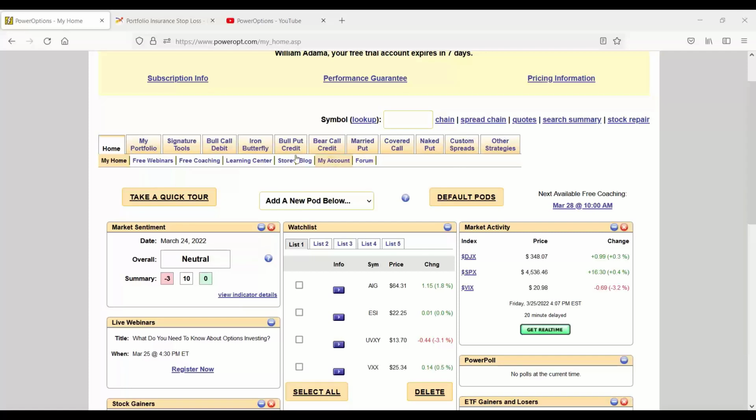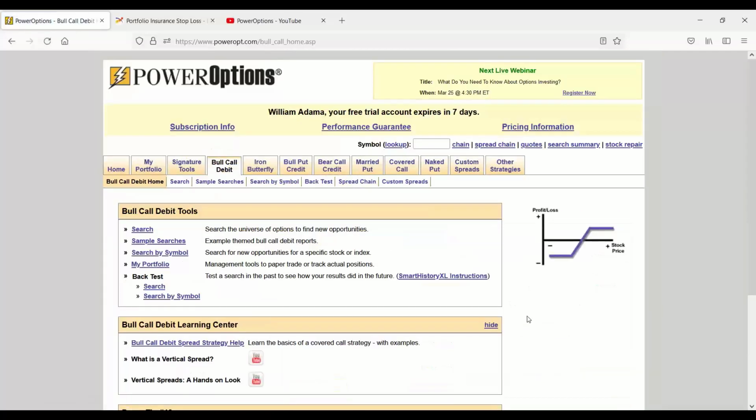All right. Bull call debits. Parity trade to a bull put credit spread. With our bull call debit spread, we're going to buy an in the money call, whether it's deep in the money or just a couple strikes in the money, and we'll get to that in a moment. At the same time, we're going to sell an at or just out of the money call, or maybe even a slightly in the money call.